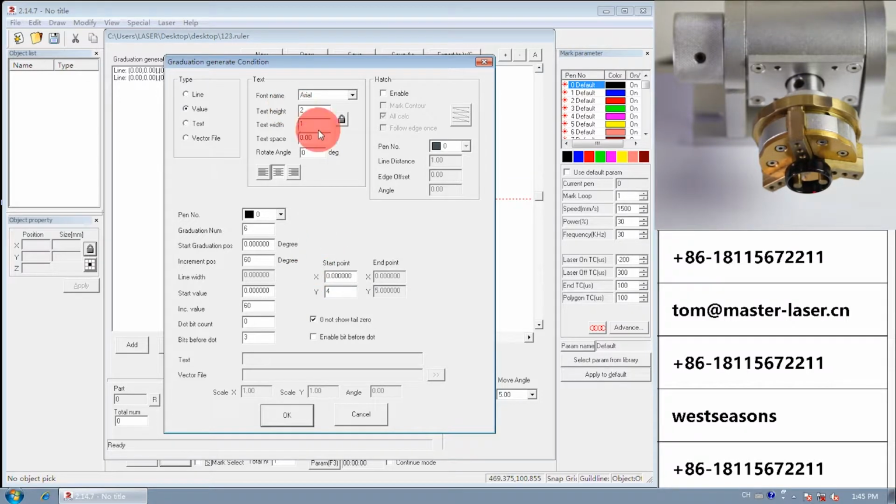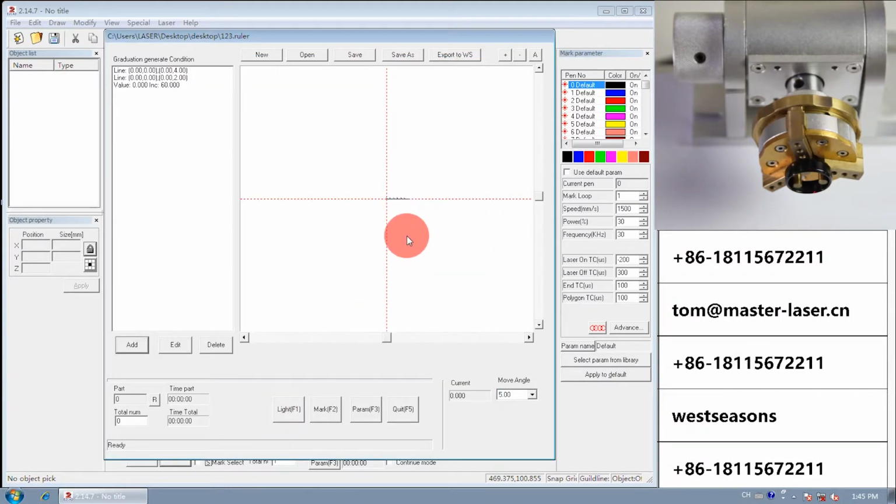Text height equals 2. Hatch. Line distance equals 0.1. Light. Mark.